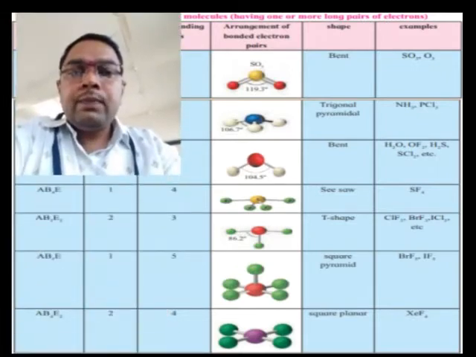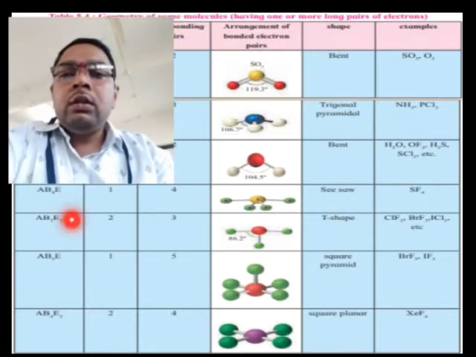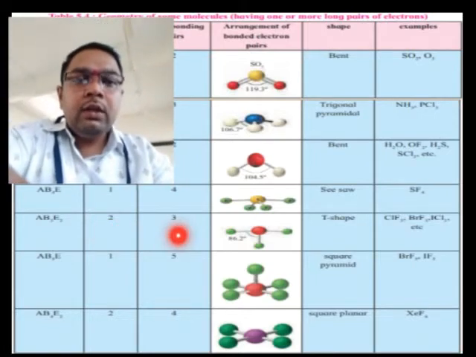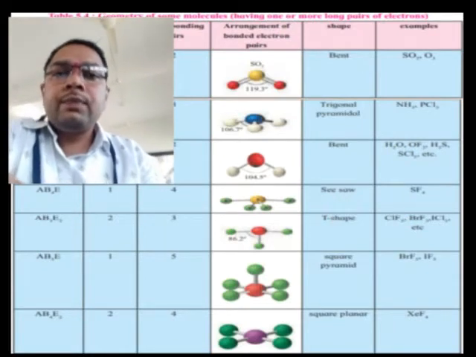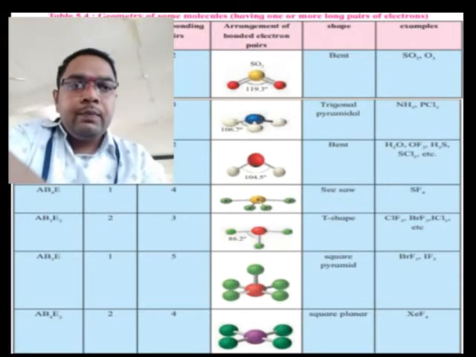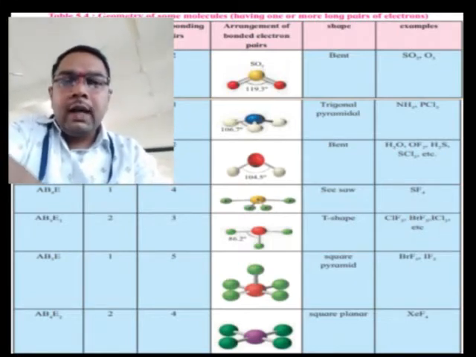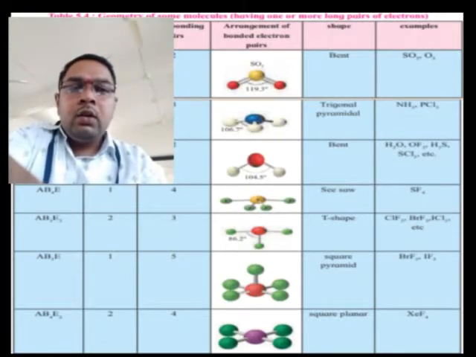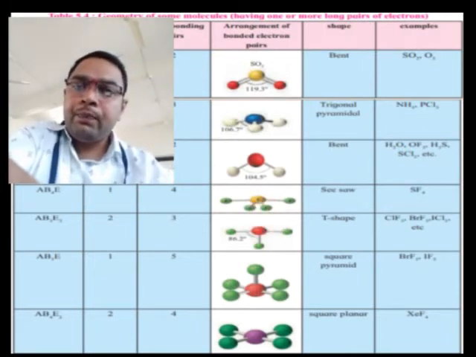The next example is AB3E2, with 2 lone pairs and 3 bond pairs. The structure is T-shaped. For example, ClF3, BrF3, ICl3, etc. There are 2 lone pairs present on the upper part, and due to this repulsion, it forms a T-shaped geometry.